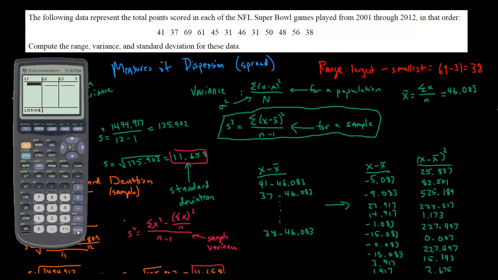So 41, then hit enter, then 37, hit enter, 69, enter, 61, enter, 45, enter, 31, enter, 46, enter, 31, enter, 50, enter, 48, 56, and 38. Okay, so there is our list.